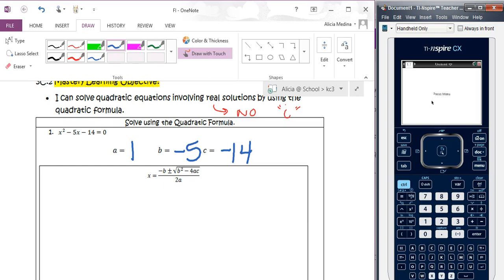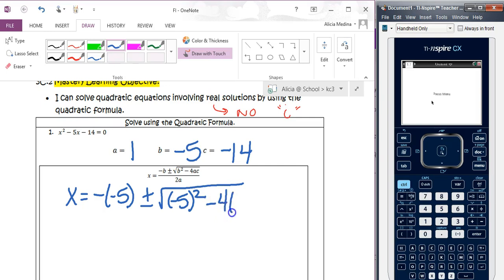Alright, looking at how to solve this. Well, substitute it in just like we were doing in the last video. So x is going to equal the opposite of b, I'm going to put that negative 5, plus or minus the square root of the opposite of b, squared, minus 4 times a times c, and I'm going to extend that square root sign, all over 2a, which is 2 times 1.